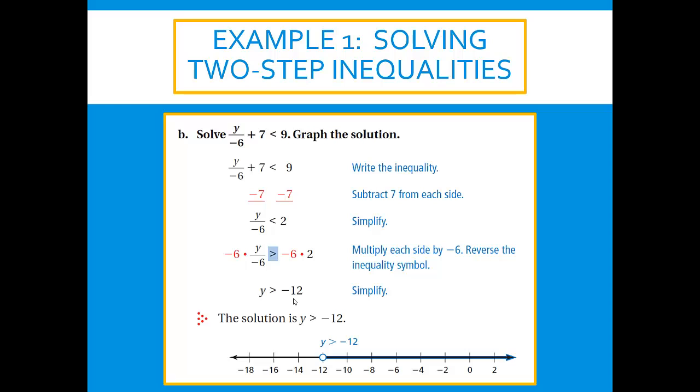Now we need to graph this solution. So at negative 12, we're going to have an open circle because our symbol is greater than. And then we're going to shade to the right because the numbers to the right are greater than negative 12.